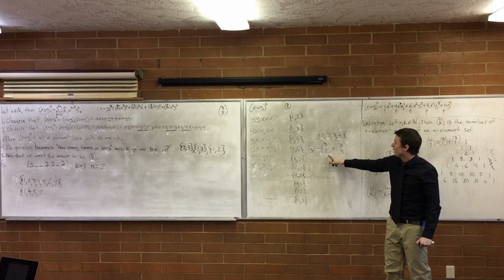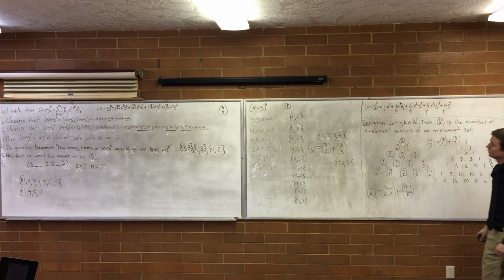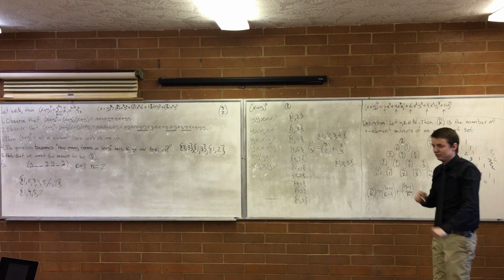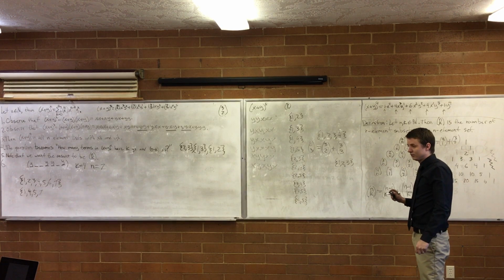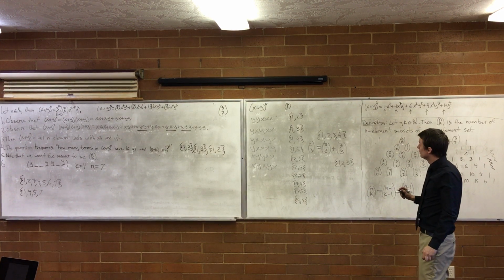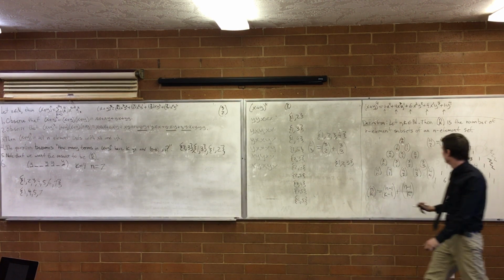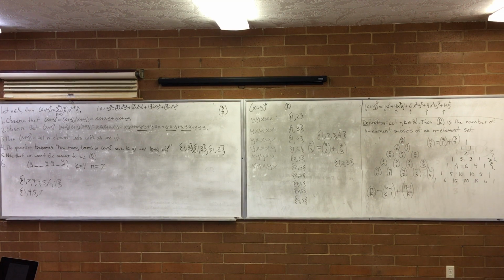Let's see. How many 2-element subsets can I make from a 3-element set? 3. 3. Oh, and 4. Oh, the answer is 4. Sorry. The answer is 4. I got confused, and now I confused all of you. No. Maybe I didn't confuse all of you.